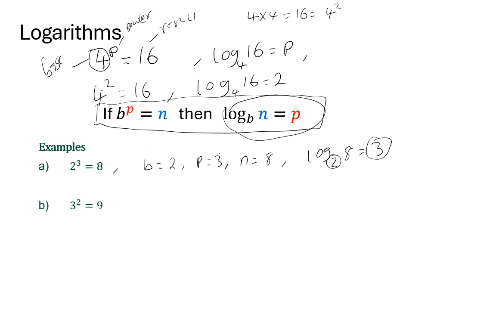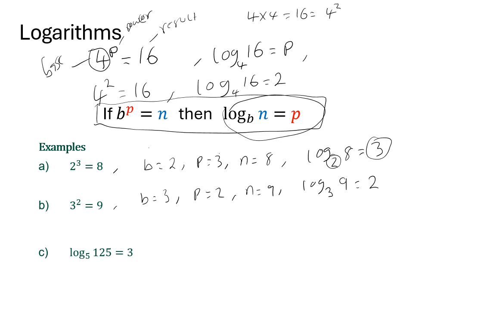Next example, we have 3 raised to the power 2 equal to 9. Our base is 3, our power is 2, and our n is 9. So this is just saying the log with base 3 of 9 is equal to 2, because 3 to the power 2 is equal to 9.